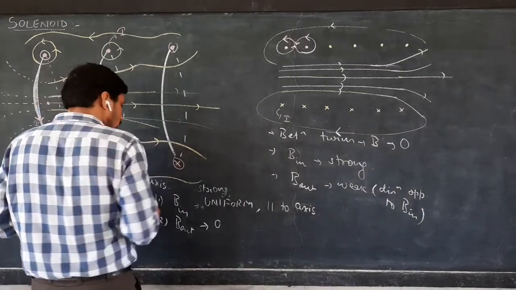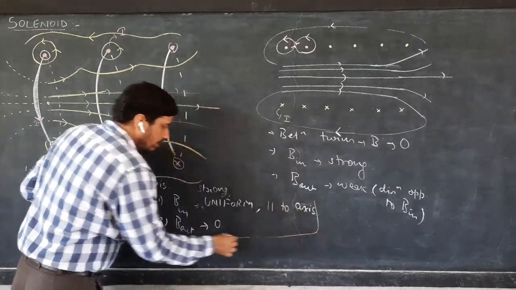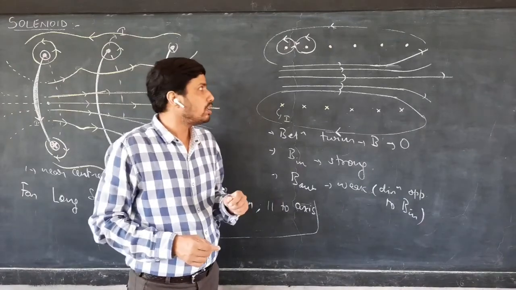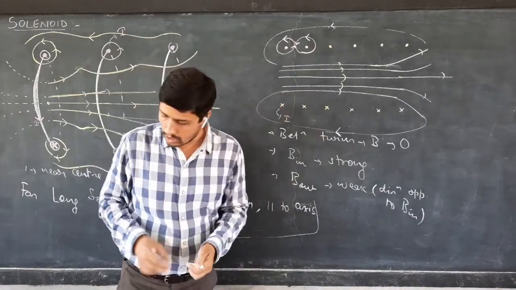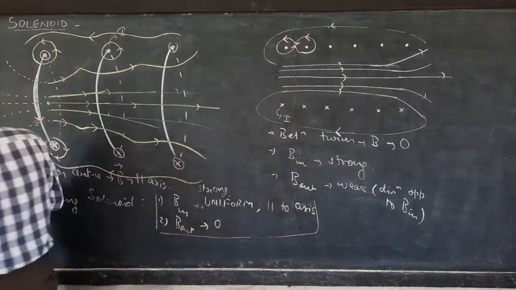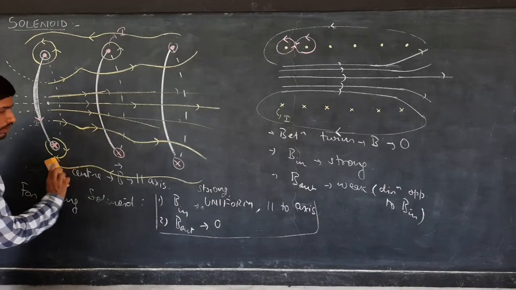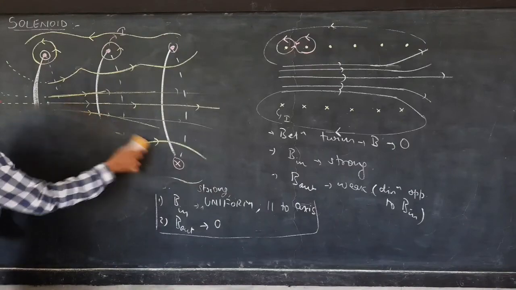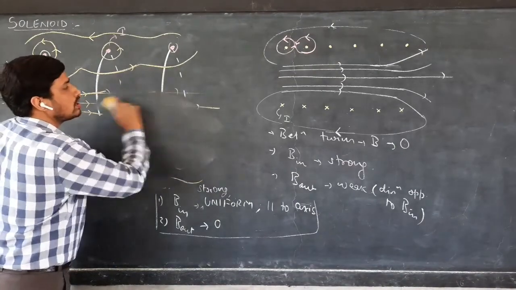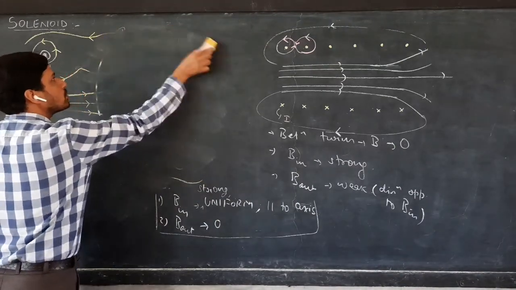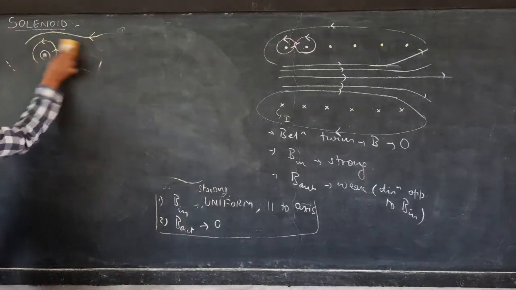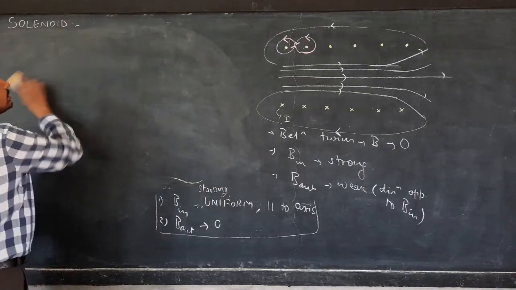These two properties we will use in deriving the expression for the magnetic field due to a long solenoid. So let us discuss the derivation. We will use Ampere's circuital law for the derivation. But note that this derivation which I am going to discuss is valid only for long solenoids.